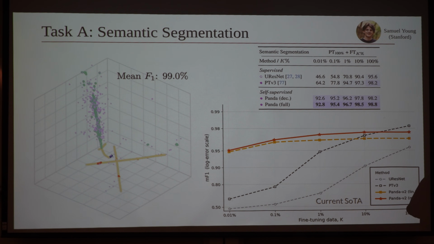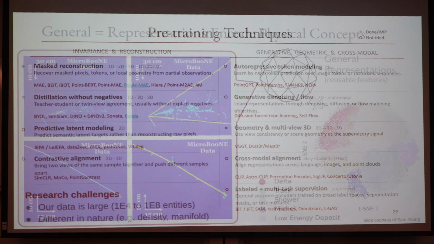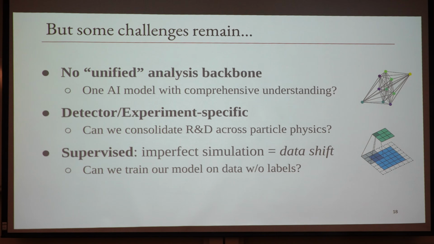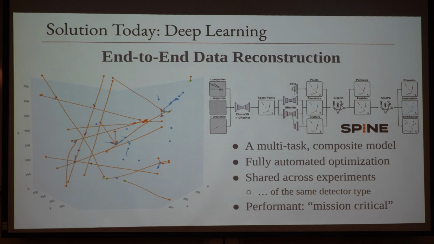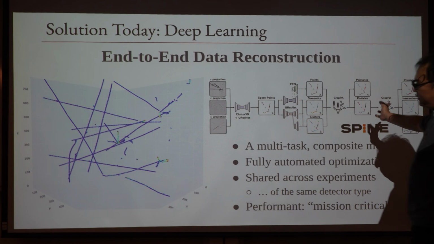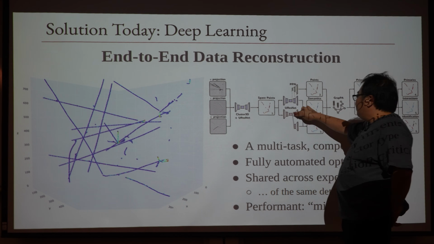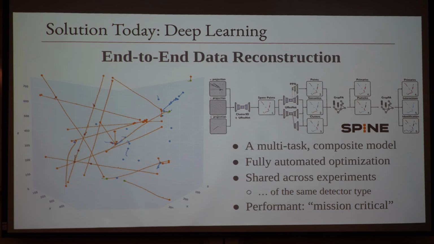So right now, I mentioned earlier this chain deep learning model, right? I showed you how we currently do things: these multiple CNN and GNN components. This software called Spine has 5 CNNs and, I think, 3 or 4 GNNs.